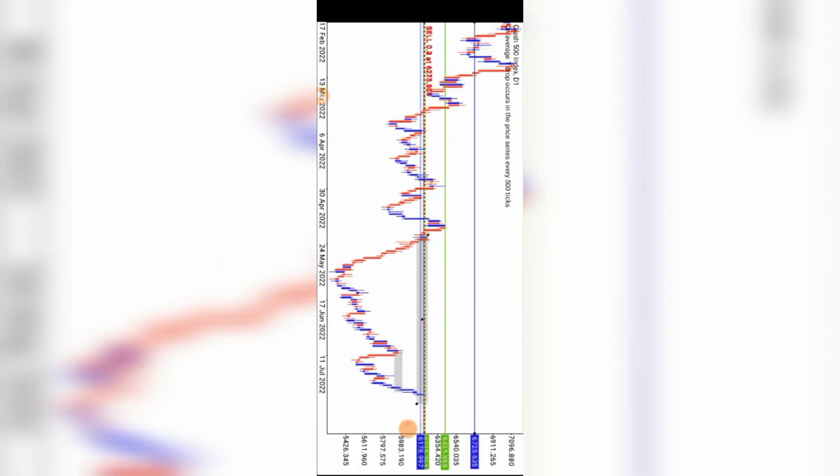Let me delete all this horizontal line. So you mark out this horizontal line. So you mark out this order block here. This is our order block. The last one, you can see this is the last green candle before this move.